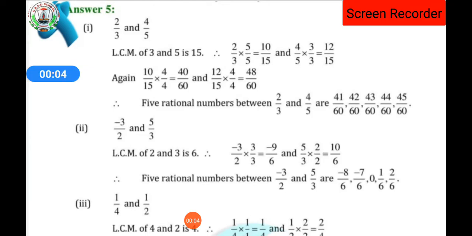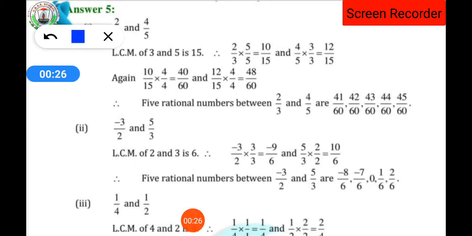Today we are going to see exercise 1.2 from chapter number 1, rational numbers, as a revision. So in this video we are going to have the revision of exercise 1.2, and in the previous video we had completed the revision of 1.1. Hope you people understood the question. Here we are going to start question number 5 from exercise 1.2.